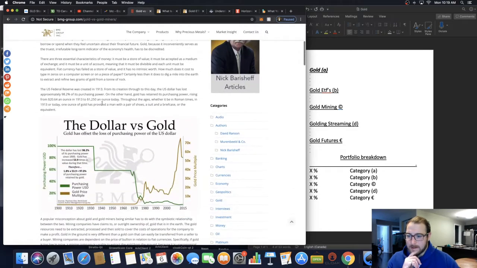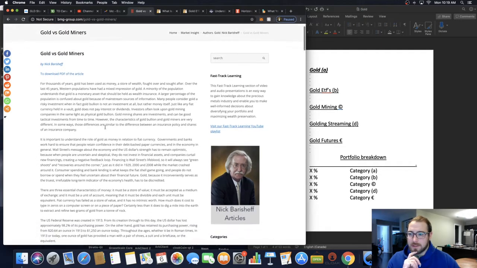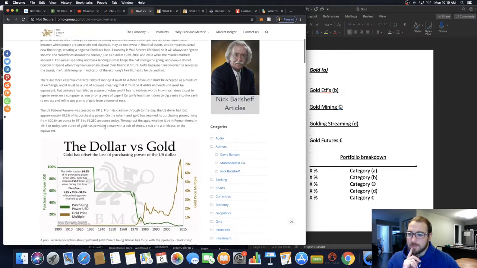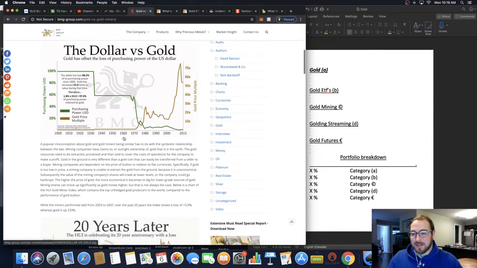This is a site that I liked looking at, gold versus gold miners, and it talks about some of the differences between them. And this is a little chart looking at the dollar versus gold and how much gold has really gained value in comparison to the dollar. Right here, 53.9 times over the last 100 years, a 97% increase in purchasing power retained by gold. So you can see historically gold has been a better place to put your money than just holding dollars itself.